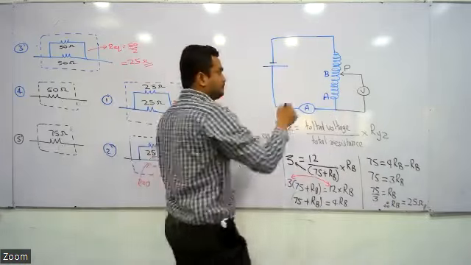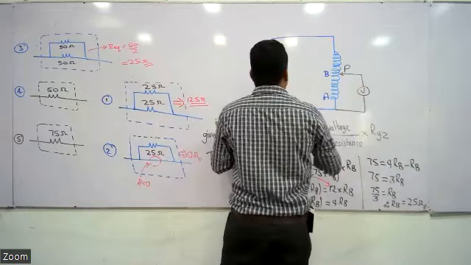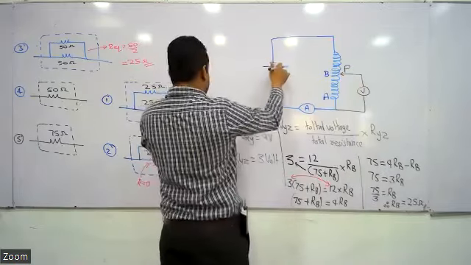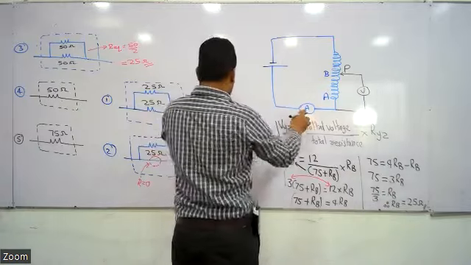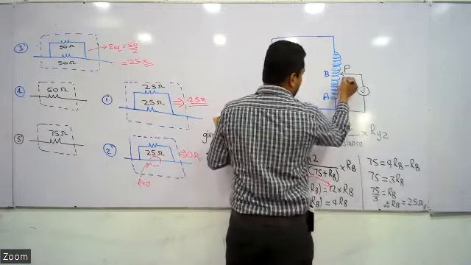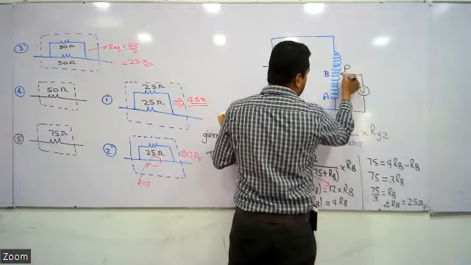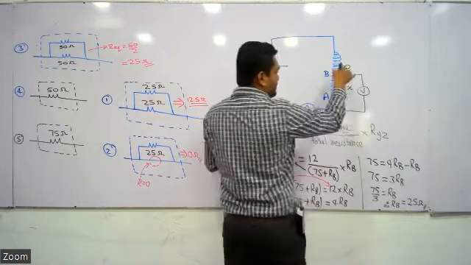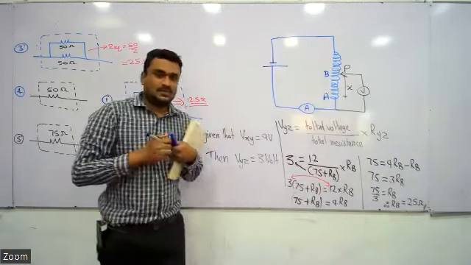Draw the figure. The battery voltage is not given, we don't want it. This is the ammeter, this is the voltmeter. X means this distance is X. This distance is X. Right?